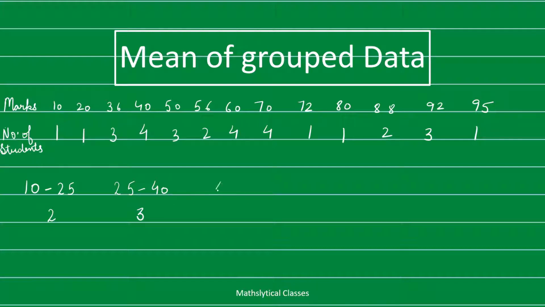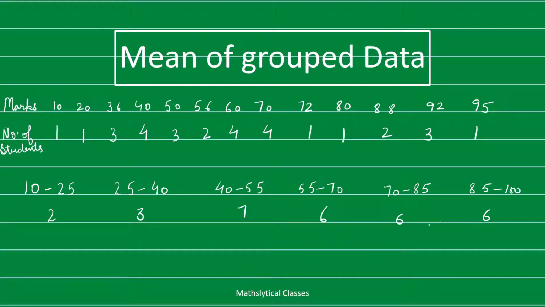Then from 40 to 55 there will be 7. Then from 55 to 70 it will be 6. Then from 70 to 85 it will be 6 again. And then from 85 to 100 there will be 6. So we have grouped the data. Instead of so many large entries, we have taken small entries. We have grouped it, and the data is now in a compact form.